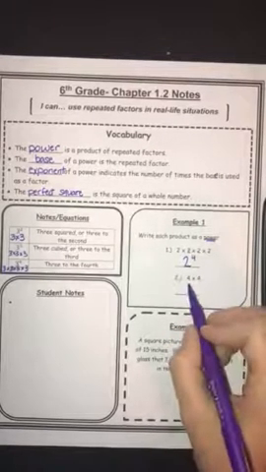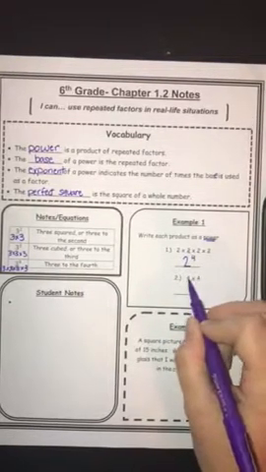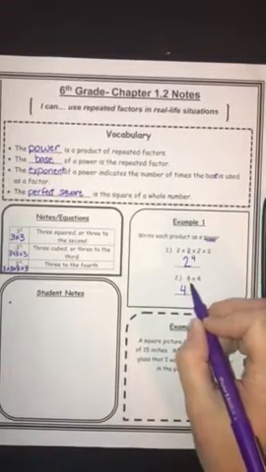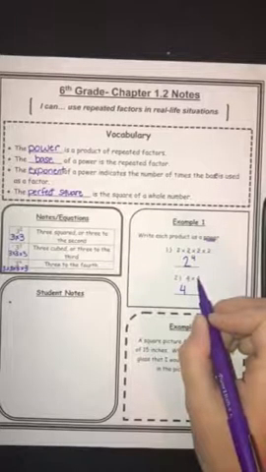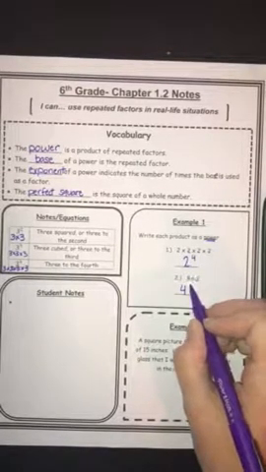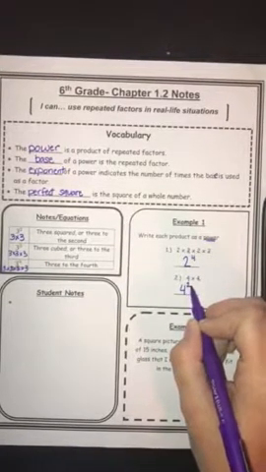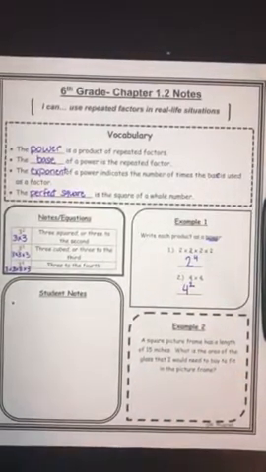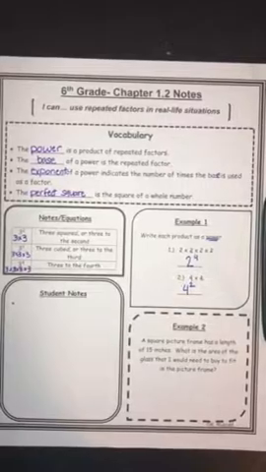Number 2, our base is the number being multiplied, which is 4. And how many times is it being multiplied? 1, 2. So it should say 4 to the second. Again, make sure you have all these notes down.